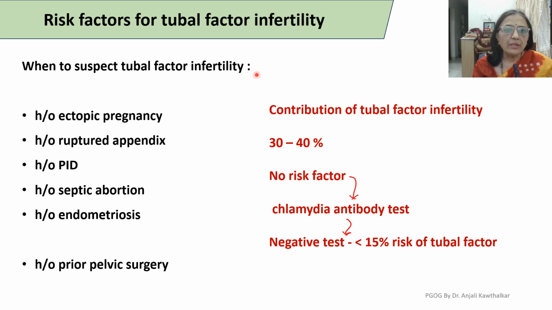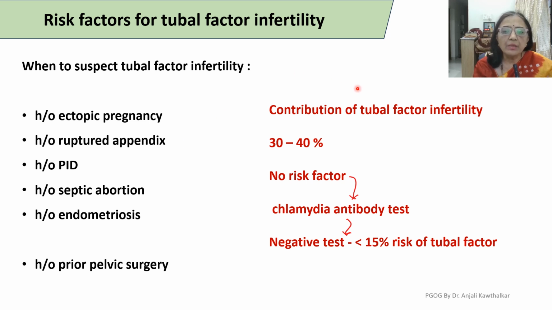There are certain risk factors for tubal factor infertility, or when can we suspect that the patient is having tubal factor infertility? Whenever there is a history of ectopic pregnancy, ruptured appendix, pelvic inflammatory disease, septic abortion, endometriosis, history suggestive of endometriosis or a diagnosed case of endometriosis, and any history of prior pelvic surgery. All these are risk factors for the occurrence of tubal factor infertility.